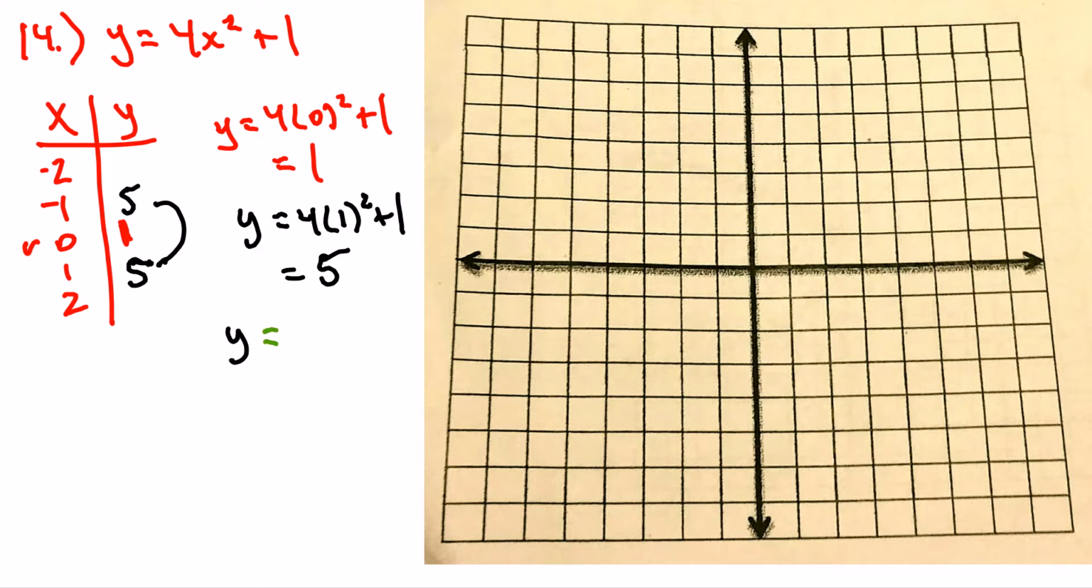I'm going to plug in 2. 4 times 2 squared plus 1. 2 squared is 4. 4 times 4 is 16. 16 plus 1 is 17. All the way over there, there's 17. I got my points.